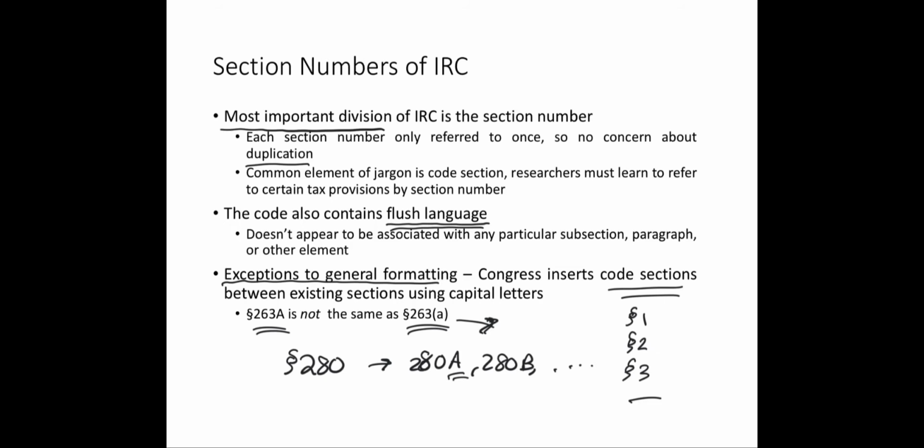So, for example, 263 Cap A is not the same as 263 subsection A, okay? We're going to look at the breakdown of a section, but just keep that in mind. If you see 263 Cap A or 280 Cap A, that is a section number. That is not saying 263 subsection A. And again, that shows you why this is so important, how you label this.